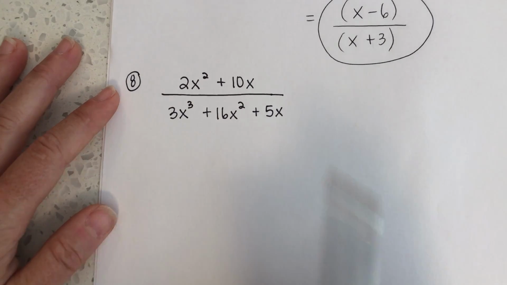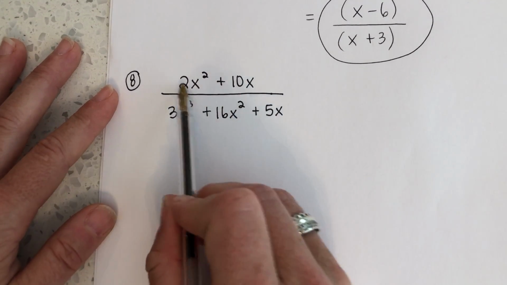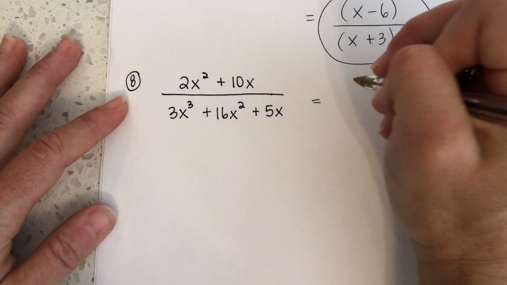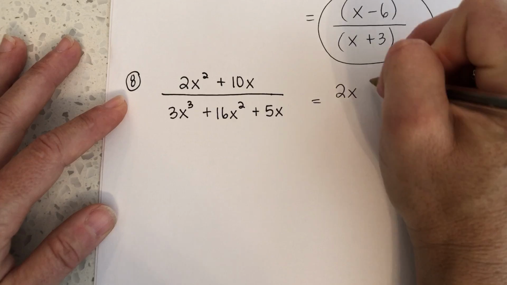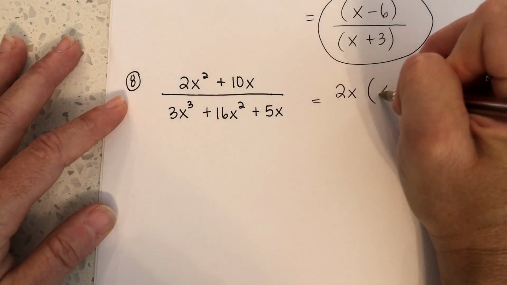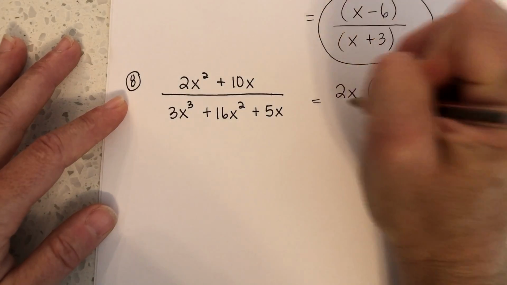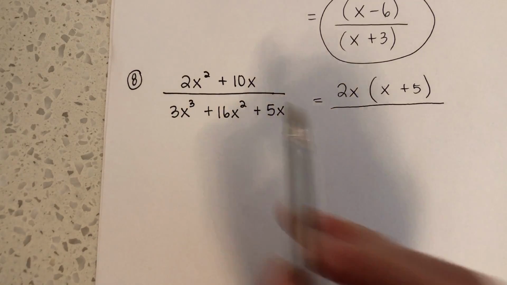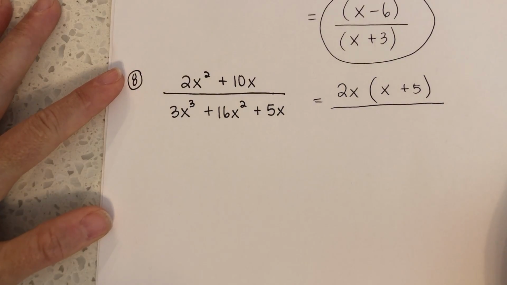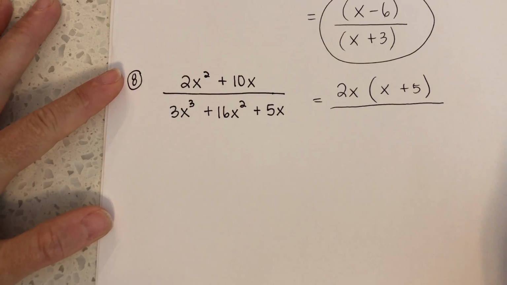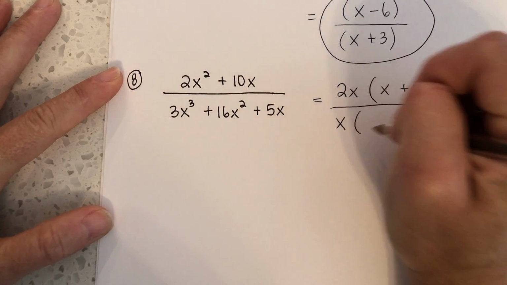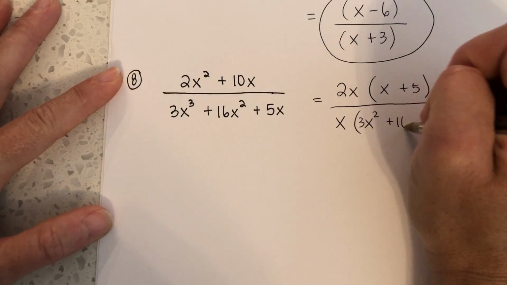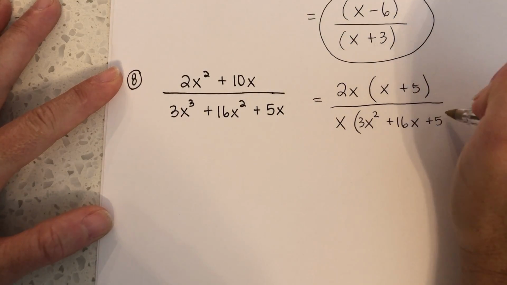All right. If I have to simplify this, let's look to factor it. Let's look for a GCF, right? What does a 2x squared and a 10x have in common? A 2x. That's going to leave me with x plus 5. Over, all right, what does a 3x to the third, a 16x squared, and a 5x have in common? Really, they have no numbers in common, but they do have an x, so take out an x. And then that's going to leave you with 3x squared plus 16x plus 5.